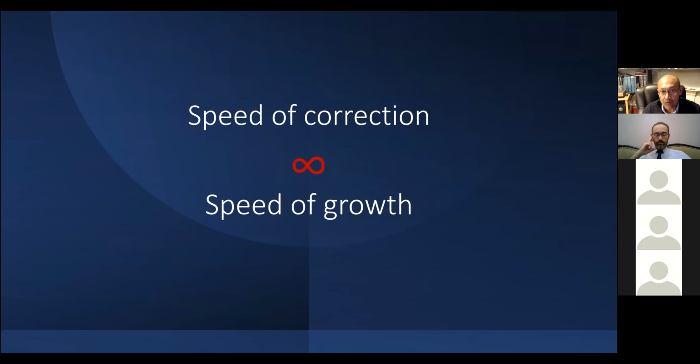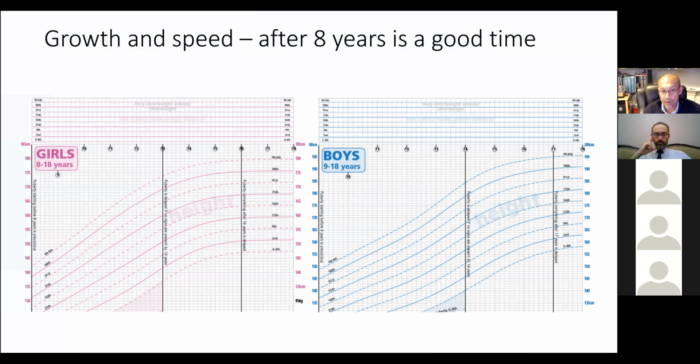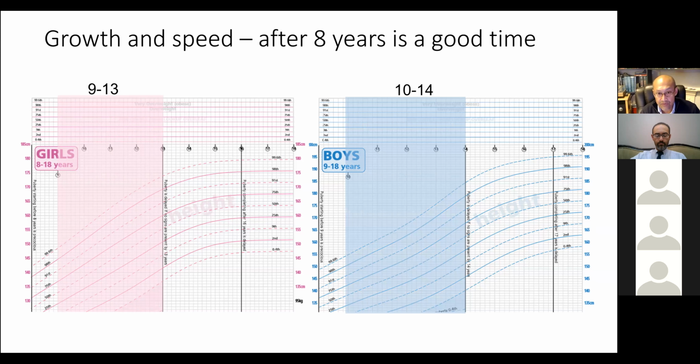So if you now look at the growth charts for boys and girls, you can see that there is an exponential rise in one part of their growth, and there is a plateauing in another part of their growth. If you look at girls, the exponential part is usually between 9 and 13 years. And if you look at boys, it's usually between 10 and 14 years. So quite simply, after the age of 8 years is a good time to consider using this treatment.